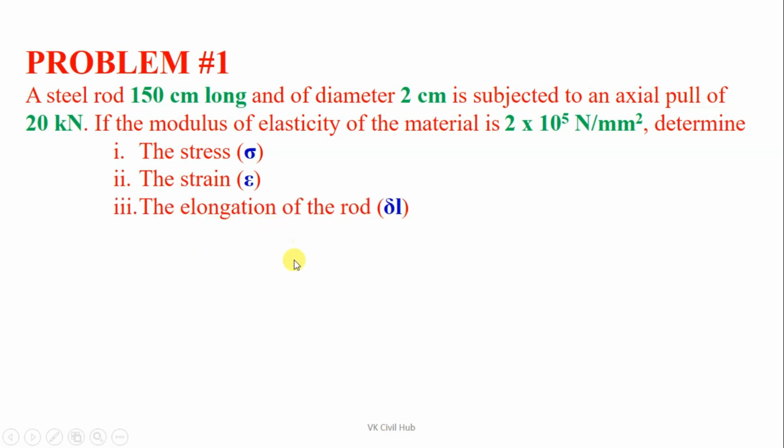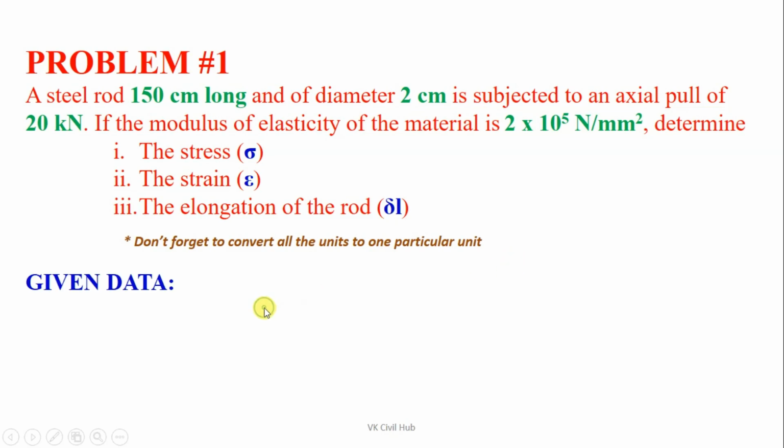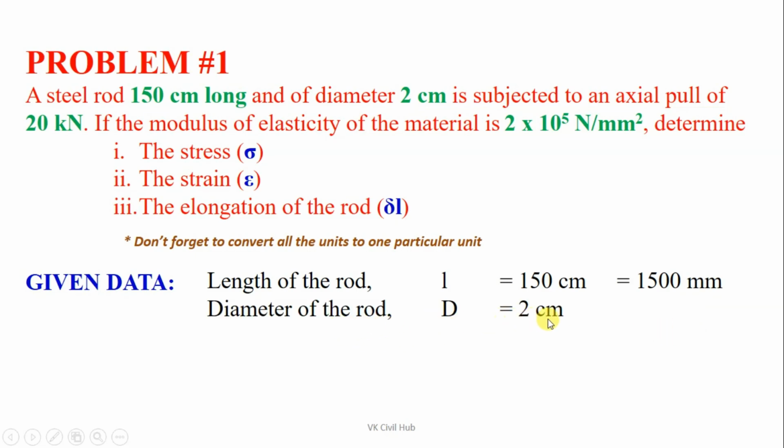Before working out the problem, please don't forget to convert all the units to one particular unit. Here we are converting it to Newton and mm. All are SI units. Okay, let's see what's the given data. Length of the rod L is given as 150 cm. We are converting it as 1500 mm. And the diameter of the rod D is given as 2 cm. It gets converted to 20 mm.